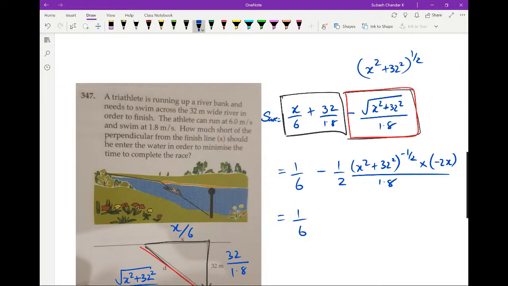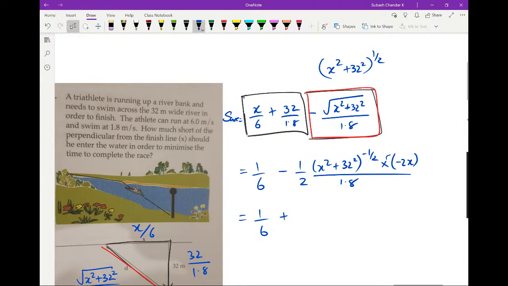So we're going to get 1 over 6 plus, the 2 and 2 cancels out, the negative and negative cancels out. We're going to get x times x squared plus 32 squared to the power of negative half, over 1.8. Yeah, that's what it is. It was a distance over time, because x is the distance divided by 6, which is the speed. So we're trying to figure out how much time you can actually save.